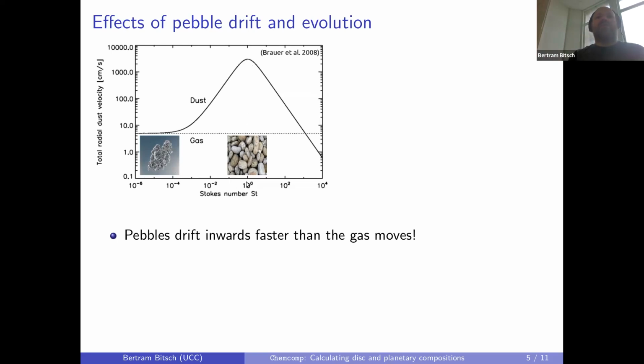And you see here, for this example, if you look at the pebbles of typical sizes in a protoplanetary disk, with Stokes number of around 0.1 up to 1-ish, you see that there's a difference of a few orders of magnitude in the velocity between the gas and the dust. And this has consequences for the composition of the disk.